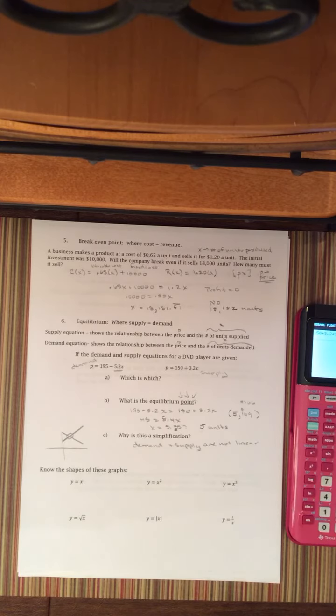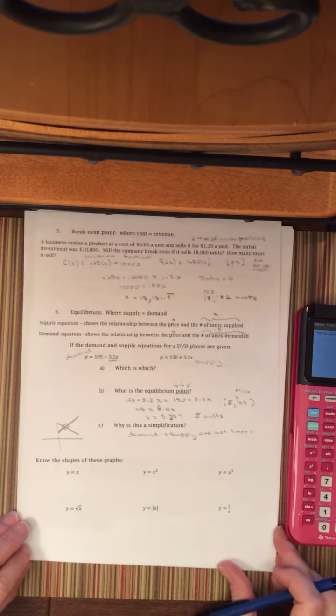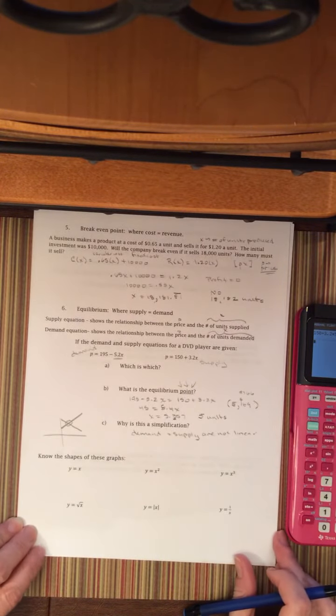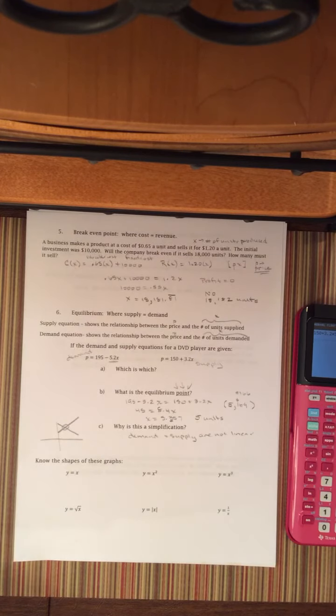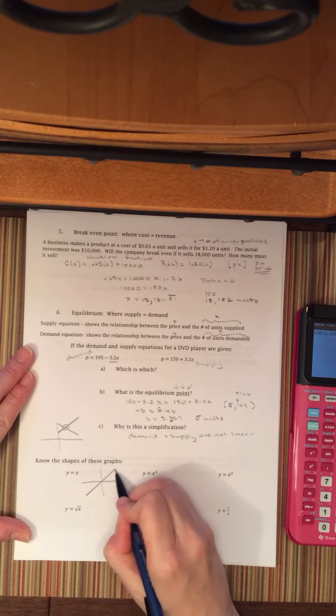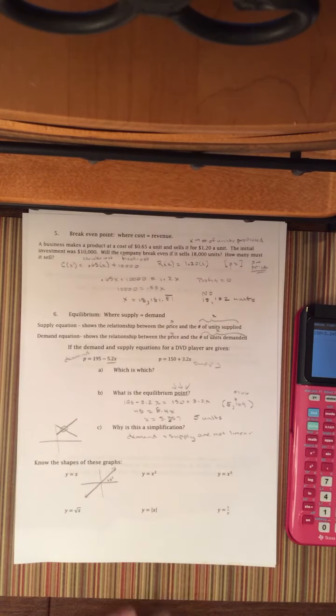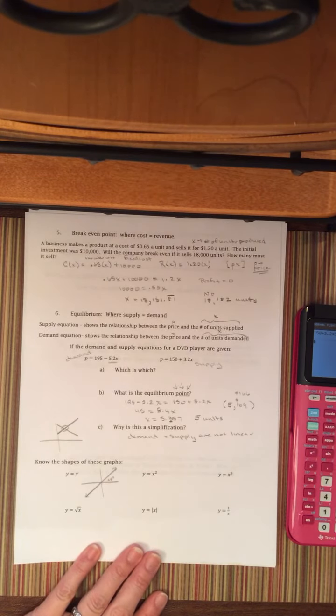The other thing you want to know in this section is the shapes of the graphs that you see below here. You need to know how to graph each and every one of them. So, I don't mean grab your graphing calculator, you just need to know what they look like. So y equals x, you want to know that as the line that's sort of 45-degree angle from the origin, and it goes through the origin, and that's what the line y equals x is. Every x value matches the y value.